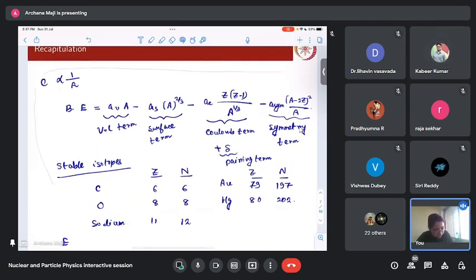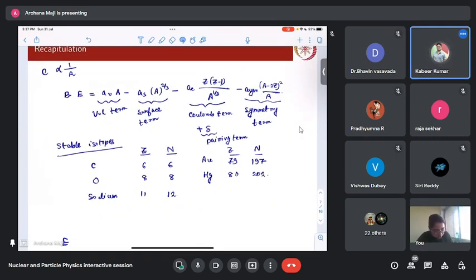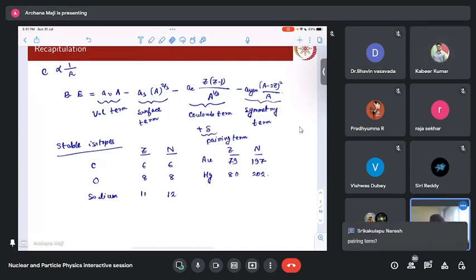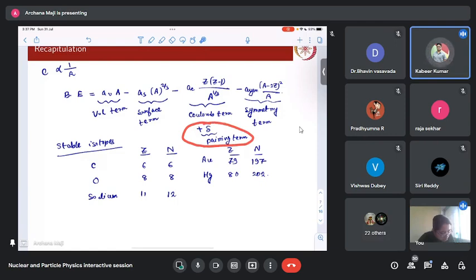Excuse me, ma'am. Yes, yes. For the pairing energy, you have written delta. What is that, ma'am? I have read something else when I was studying. Yeah, the pairing term, you're talking about this? Yes, ma'am. When I studied, it was written a constant divided by A to the power 3 upon 4.